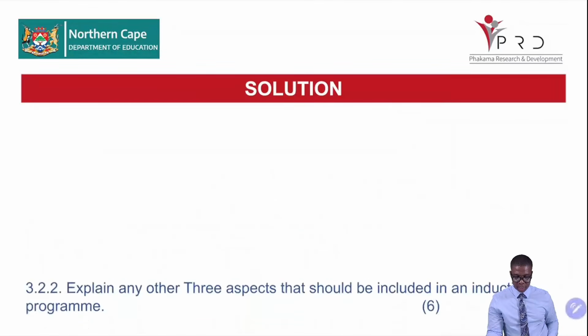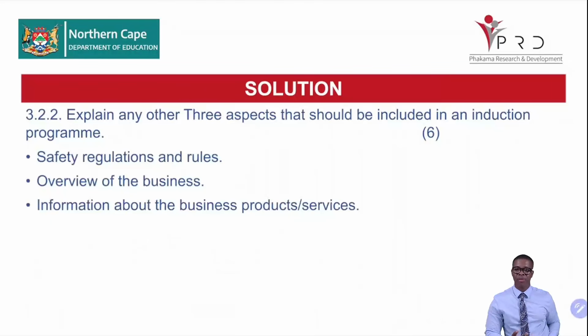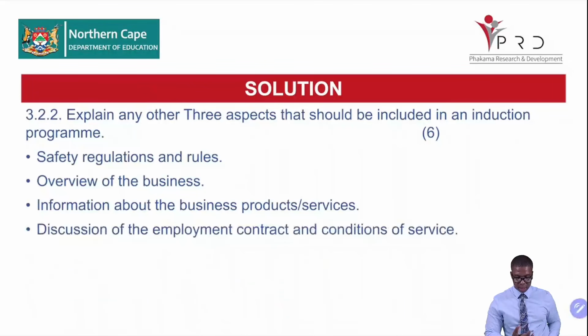Then we move, then explain other aspects, which can be safety regulations and rules, which can be the overview of the business, which can also be information about the business or products or services offered, then discussion of the employment contract and the conditions of service, together with discussions of employee benefits.